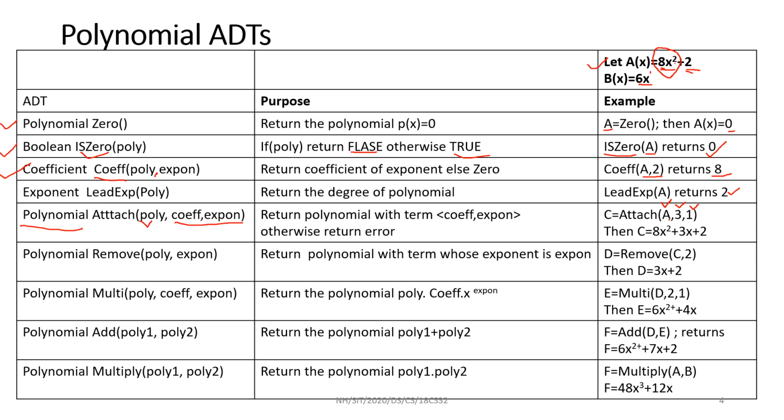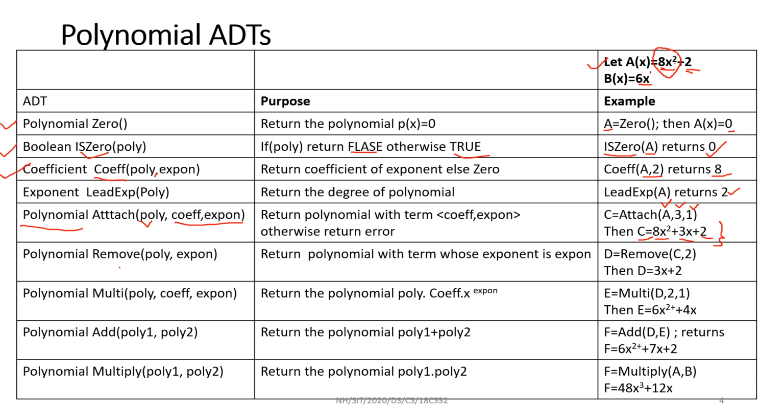To what? To A. What is A? 8x square plus 2. What to attach? 3x is attached. When you are writing, you have to see that all the exponents are in decreasing order: 3, 2, 1, 0, like that. Here 2, 1, 0. This is a point to note. C is the final answer. C equals 8x square plus 3x, which is attached, plus 2, the old one.